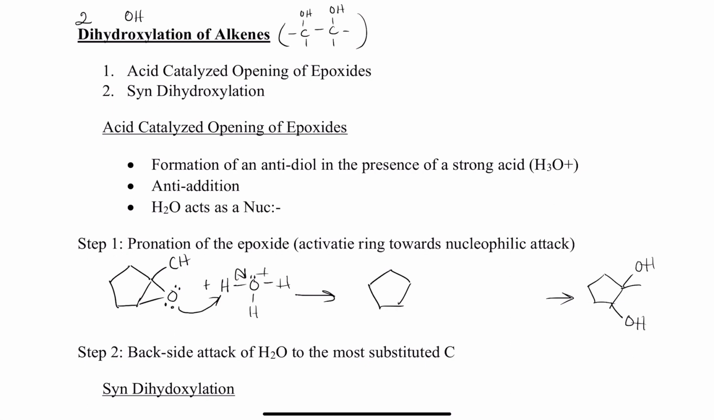So let's say that our methyl group started off wedged. Again, the formation of our epoxide does not interfere with any stereochemistry. So our methyl group would be wedged and our epoxide would be dashed. And then once we had a backside attack of our water.